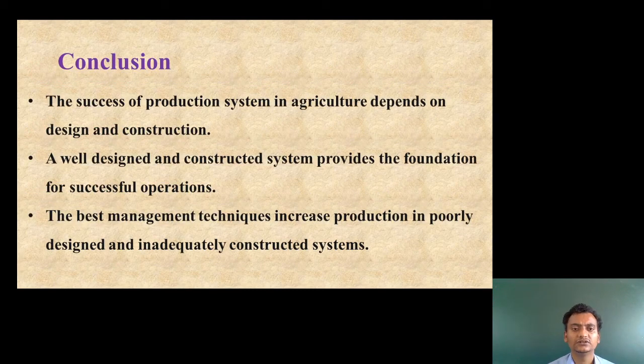In conclusion, the success of the production system in aquaculture depends on the design and construction of the pond. Design and construction of the pond is very essential for the productivity of the pond. Good design and construction provide successful operation of the system or the farm, and best management techniques increase production even in a poorly designed and inadequately constructed system.